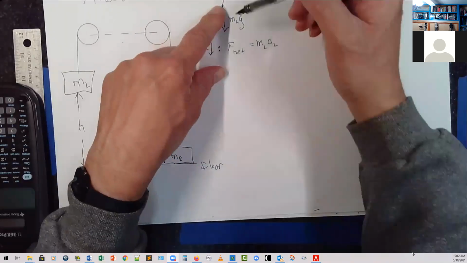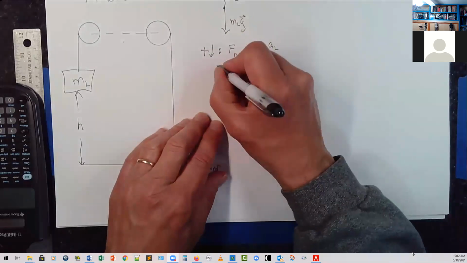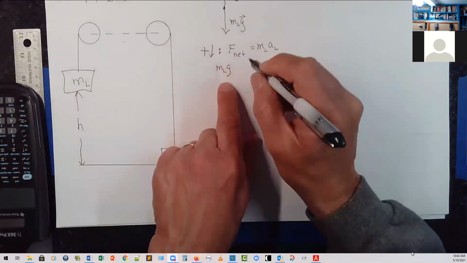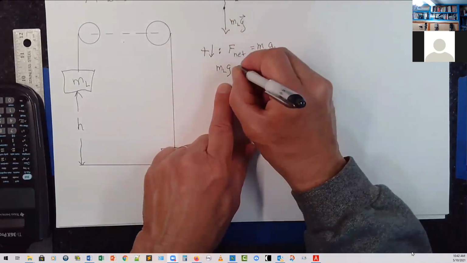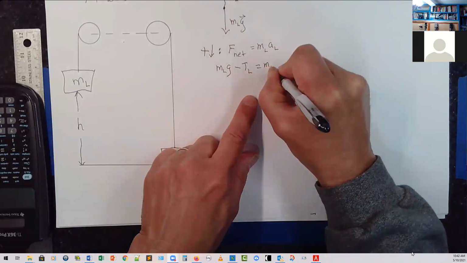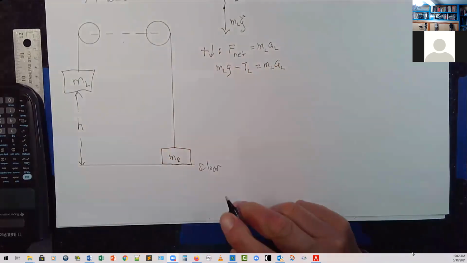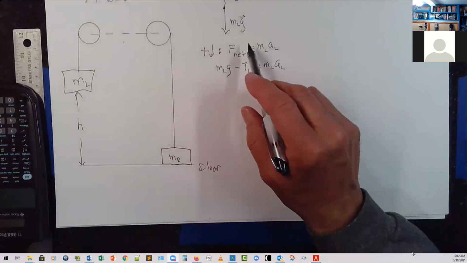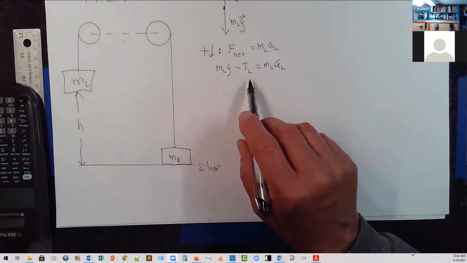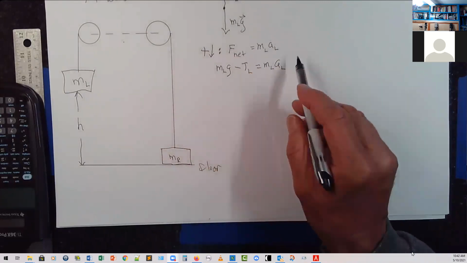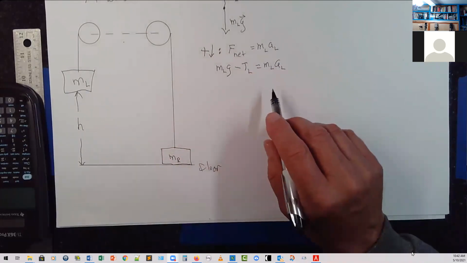I've got one of the forces is m sub L g. My net force will end up being the positive force minus the opposing force, the negative force, minus T sub L, equals m sub L a sub L. And that's as far as I can go to start with, because I don't know T sub L, and I could measure a sub L to figure out T sub L, but we'll just go with what we have here.